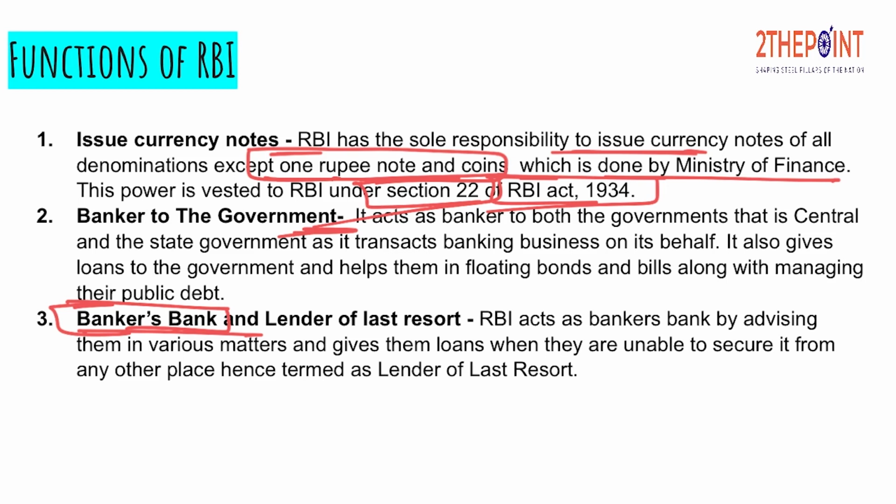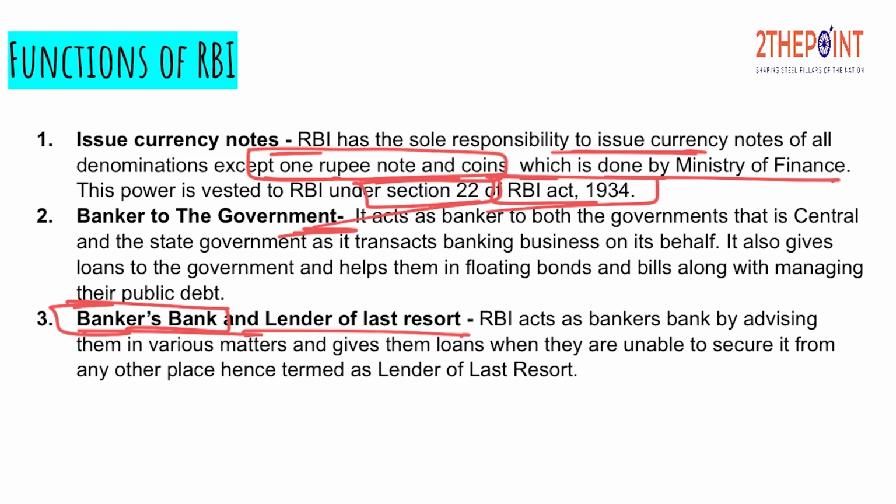That is why it is called the bankers' bank, and it is also called the lender of last resort, because when banks fail to get a loan from any other source, where do they go? They go to RBI for help, and RBI gives a loan to the bank so that the liquidity of the assets is maintained and the functioning of the bank is not hampered. So by virtue of this, it is the bankers' bank and the lender of last resort.